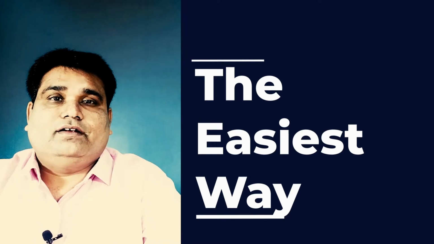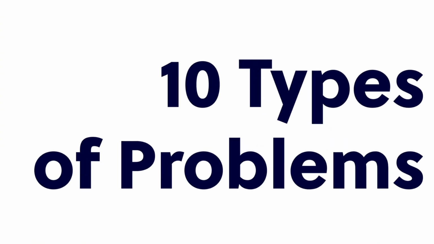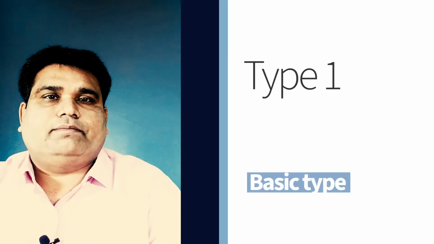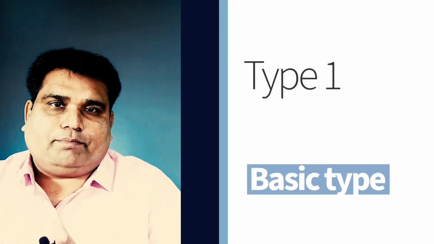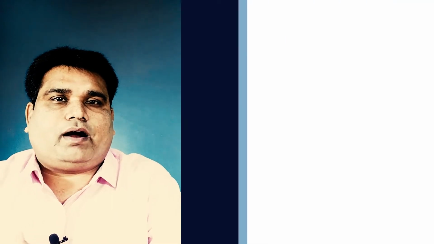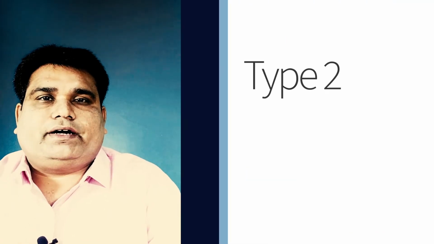I'm sure of that. So first we'll understand, in time and work problems, what are the different types of problems they ask. I have just categorized these problems. They are asking 10 different types of problems. Type number 1 is the basic type problem, which is very basic. Second is the fraction type problem, where they will give a part as a fraction and ask us to find out how much time it will take.